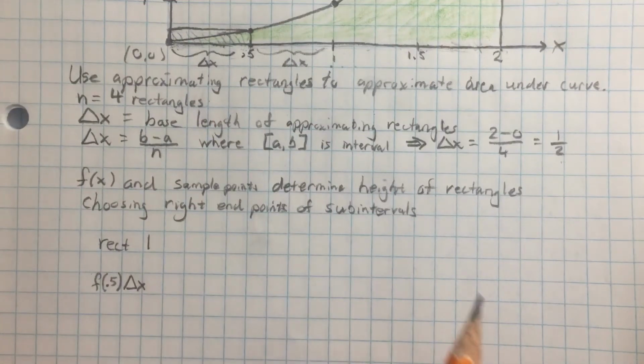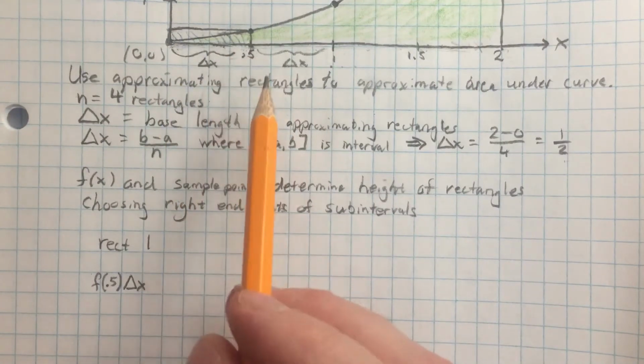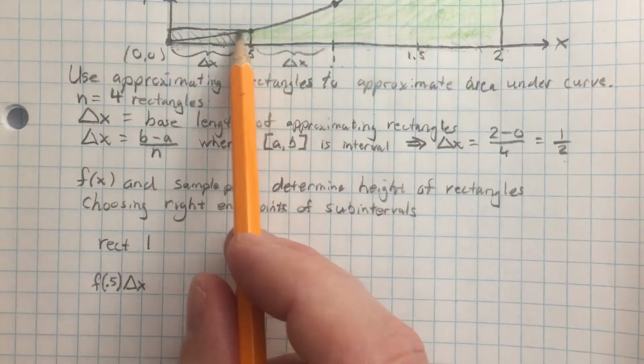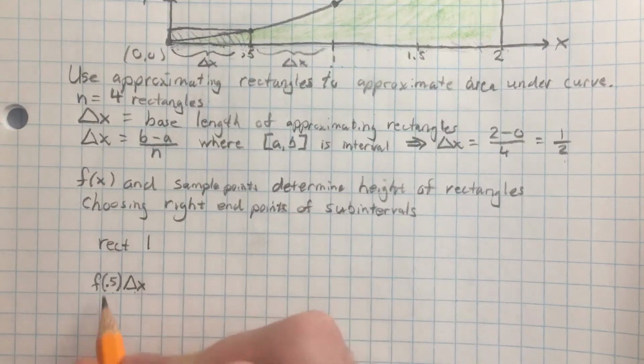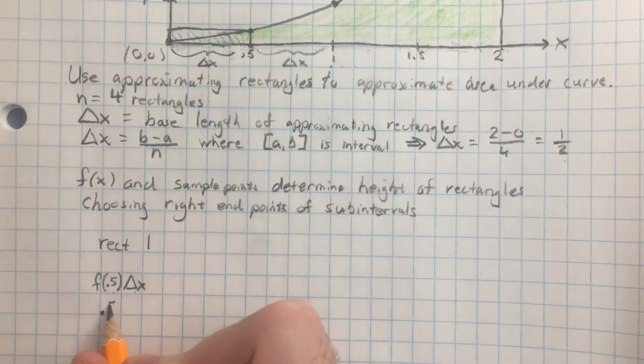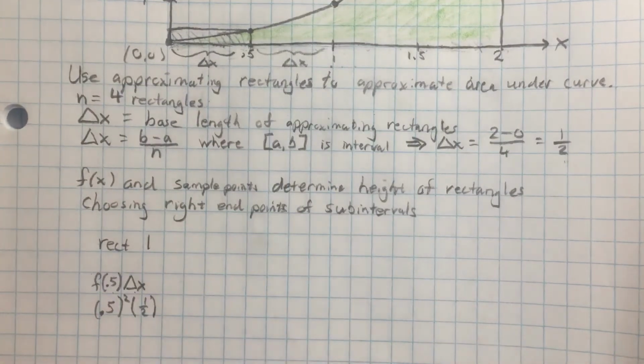Because 0.5 is where we chose to take the sample from. On this interval, we chose the full right-hand side, so therefore 0.5 into the function will give us this height, and that's the height of the rectangle. So f of 0.5 times delta x should be the area of the first rectangle. But since we're on the squaring function, x squared, f of 0.5 is just 0.5 squared, and we know that delta x is 1/2. So there's the calculation, not quite yet finished for the area of the first rectangle.